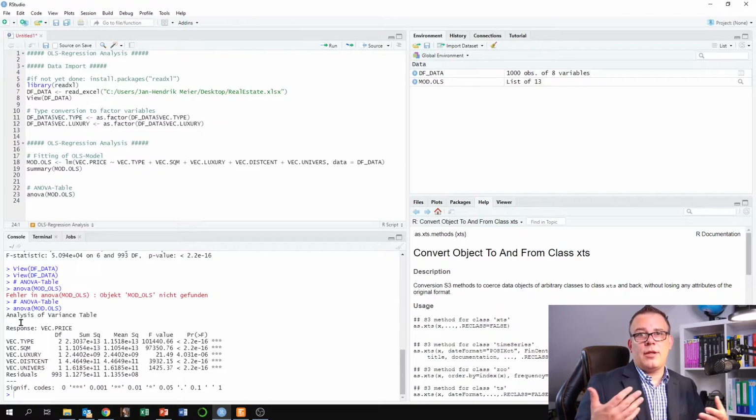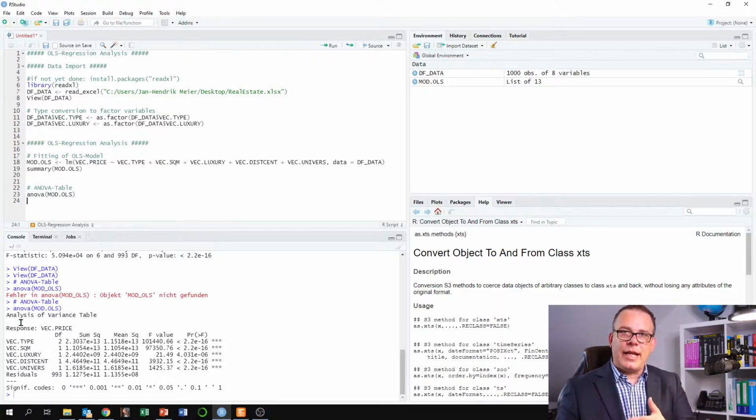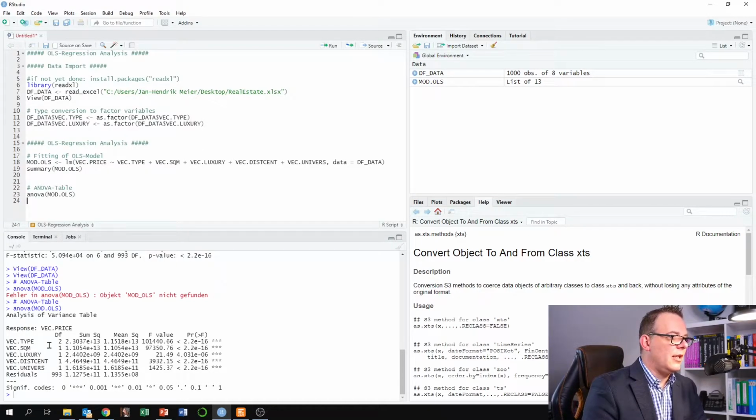ANOVA, everyone knows, is a methodology on its own where you can do multiple testing for multiple group differences. That's typically ANOVA. Nevertheless, this ANOVA technique can also be used for regressions. So you can split the variance of the dependent variable and explain it by the variance of all independent variables. And this is typically done here.